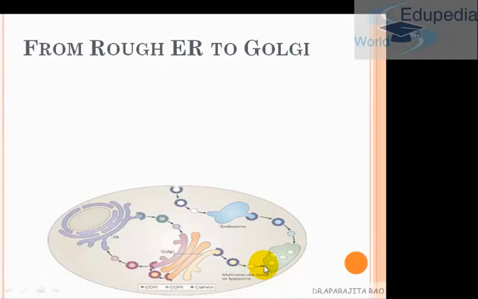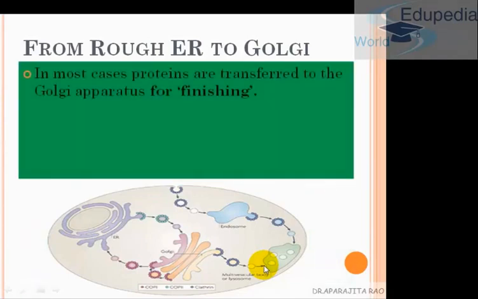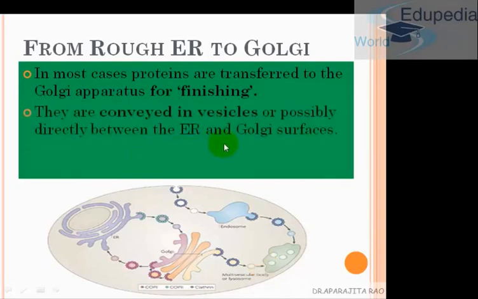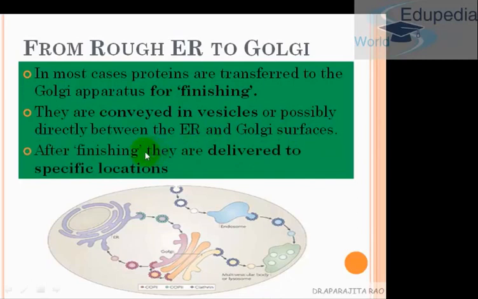Now, why does the protein go from the rough endoplasmic reticulum to the Golgi body? That is for finishing. The protein is made, now it has to be finished, and that is done in the Golgi apparatus. They are conveyed in vesicles or possibly directed between the ER and the Golgi surfaces, and after finishing they are delivered to the specific location. If you can see, this is a chart showing that various proteins are sent to the various locations where they are actually needed.